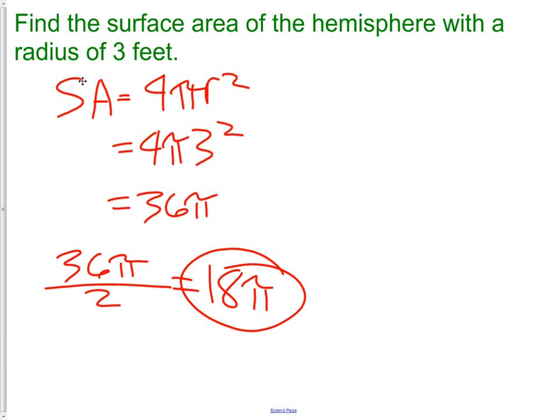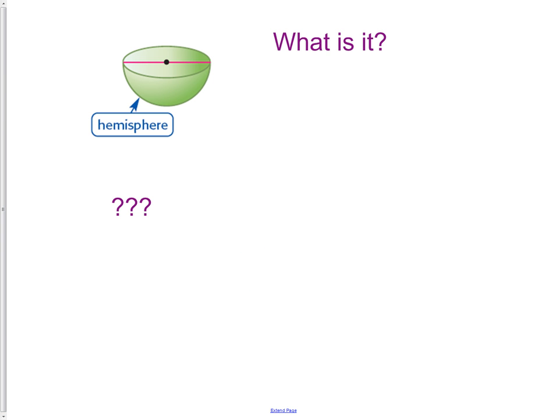Looking back at a hemisphere, let's see what a hemisphere looks like again. The hemisphere is this green kind of bowl area plus this top piece. That's what we need. So far, we've only found the part that goes around the bowl. You could think of it as peeling a grapefruit or an orange, and you found half the peel. Now you've got to figure out the top part.